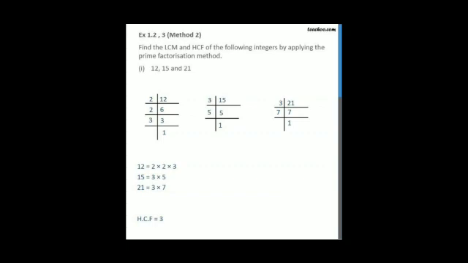What are the multiples of 15? 15, 30, 45, 60, etc. Multiples of 21: 21, 42, 63, etc. If you cannot find the common multiple among the three sets of numbers, you continue until you get the common multiple. That will be the LCM.